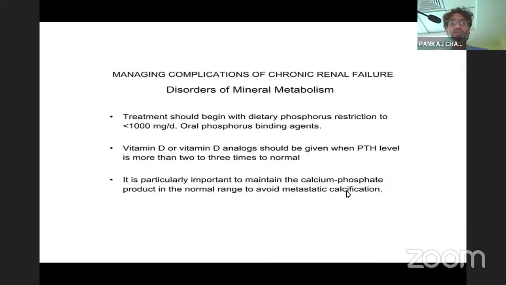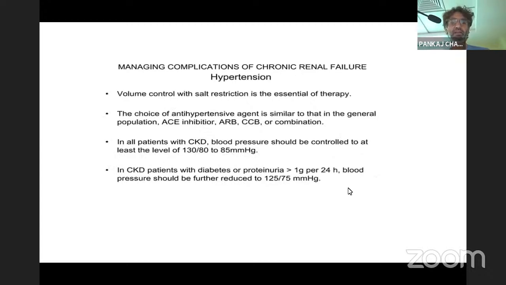Managing complications: disorders of mineral metabolism should be addressed as well. Treatment should begin with dietary phosphate restriction to less than 1000 milligram per day. Vitamin D analogs can be added. It is very important to maintain the calcium phosphate product in the normal range to avoid metastatic calcification. Volume control with salt restriction is very important.